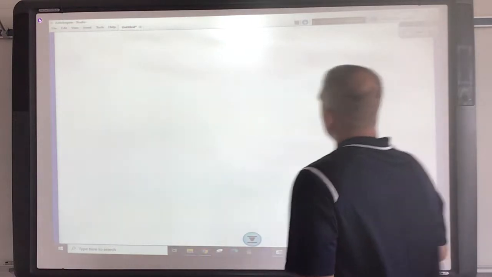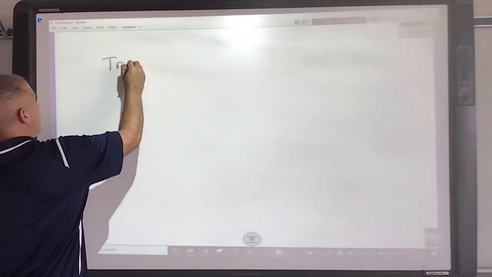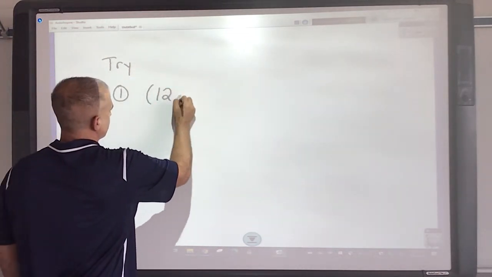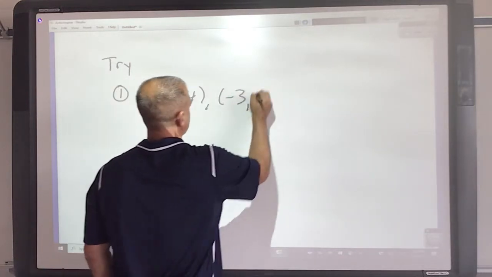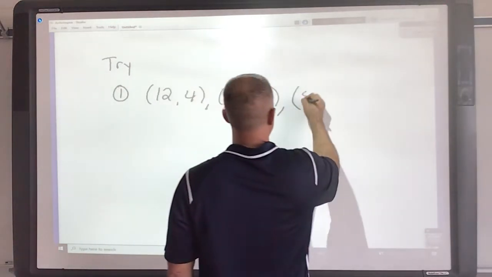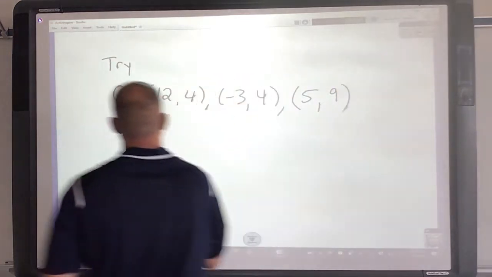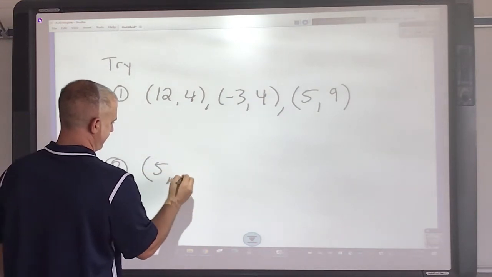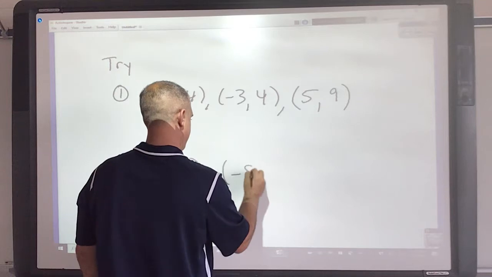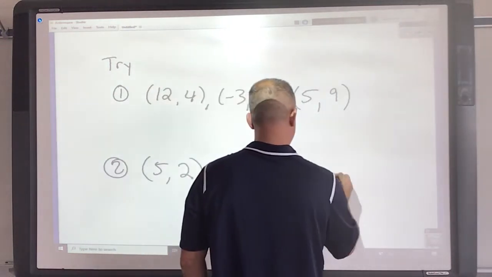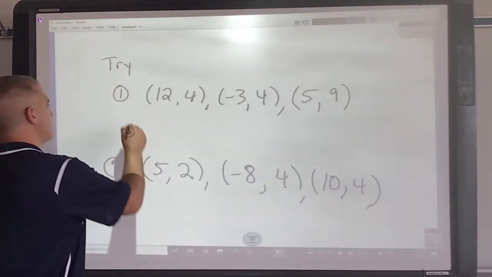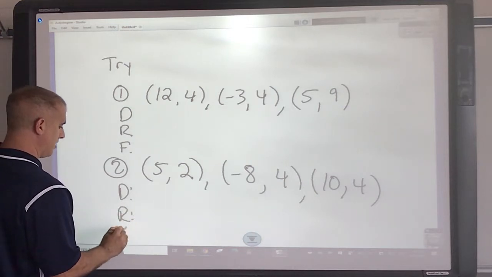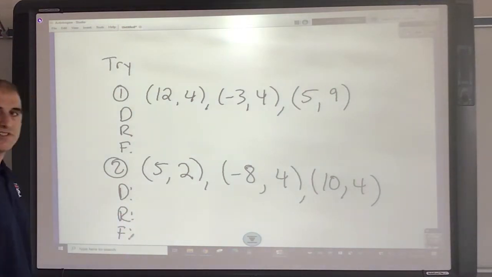I would like you to try these two examples. What I want you to find in those is the domain, range, and is it a function? Domain, range, and is it a function? So pause the video.